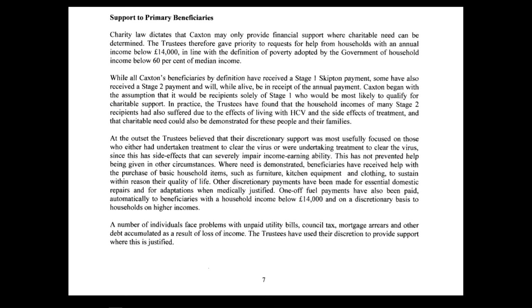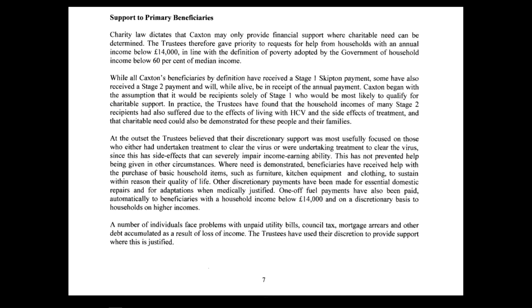And then skip a paragraph. At the outset, the trustees believed their discretionary support was most usefully focused on those who either had undertaken treatment to clear the virus or were undertaking treatment to clear the virus, since this has side effects that can severely impair income earning ability. And then at the bottom of that paragraph, one-off fuel payments have also been made automatically to beneficiaries with a household income below £14,000 and on a discretionary basis to households on higher incomes.